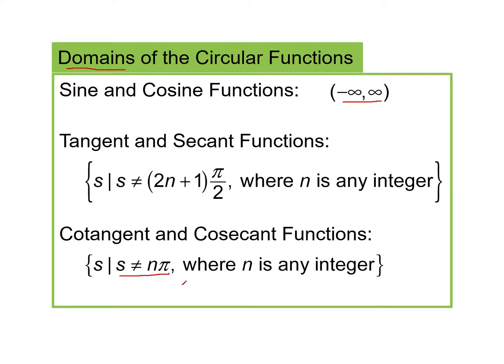So this would be pi, 2 pi, 3 pi, or even negative 3 pi, negative 2 pi.